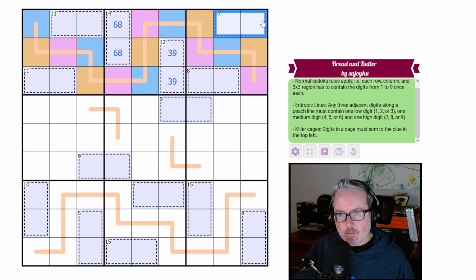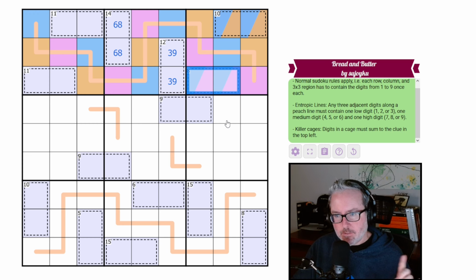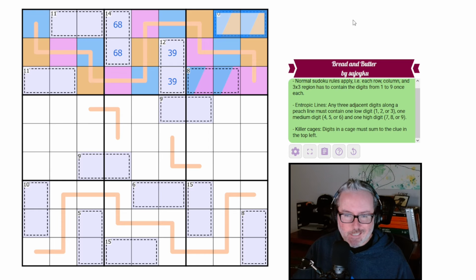There is another high in here to go with a low. So this is going to be high, low. This is going to be mid, low. Can we work out? Not quite. Because the 8, if it's a mid-low, it could be 6-2 or 5-3. The high and low could be 9-1, 8-2, or 7-3.